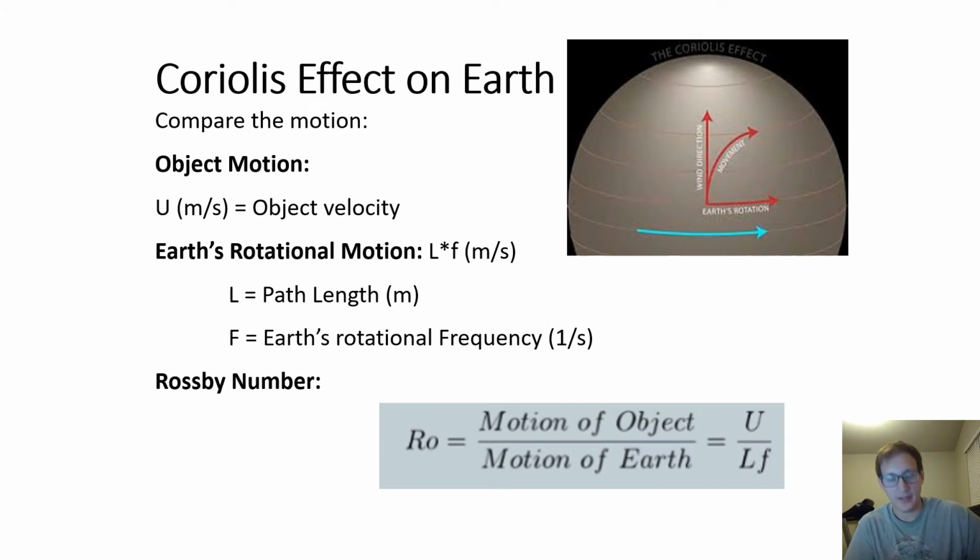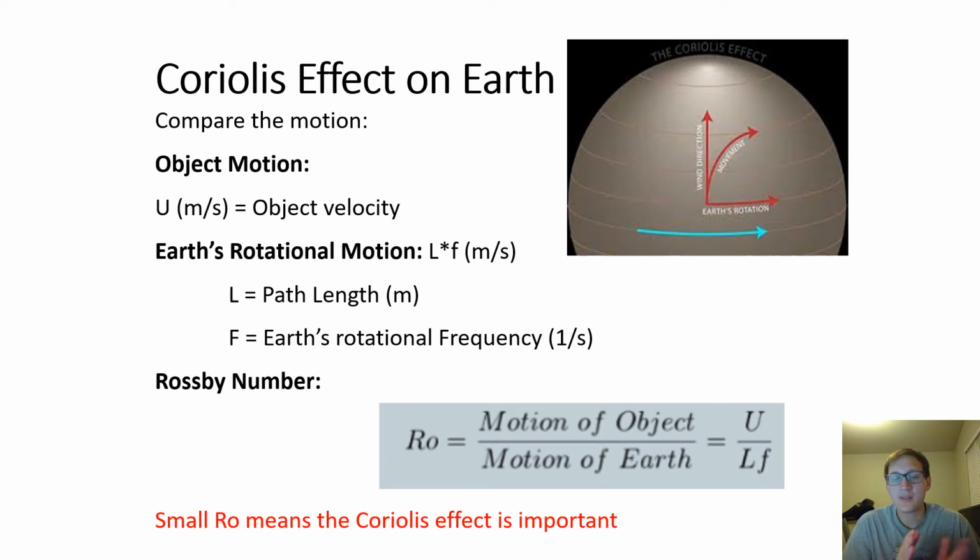Okay, so Coriolis effect. The object's motion is what we call U. It's in meters per second, and that is the object's velocity. The Earth's rotational motion is L times F, where L is the path length and F is the Earth's rotational frequency, so exactly how fast it is rotating. And we describe the Coriolis effect using a Rossby number, which is called Ro, or just "rho" for short. So the motion of the object divided by the motion of the Earth describes this Coriolis effect.